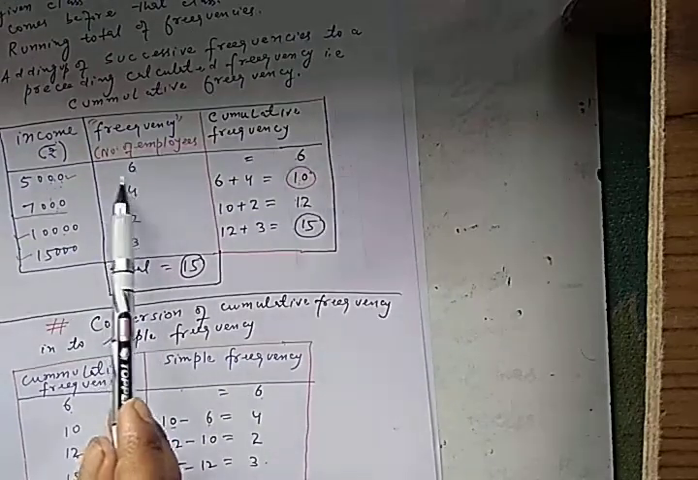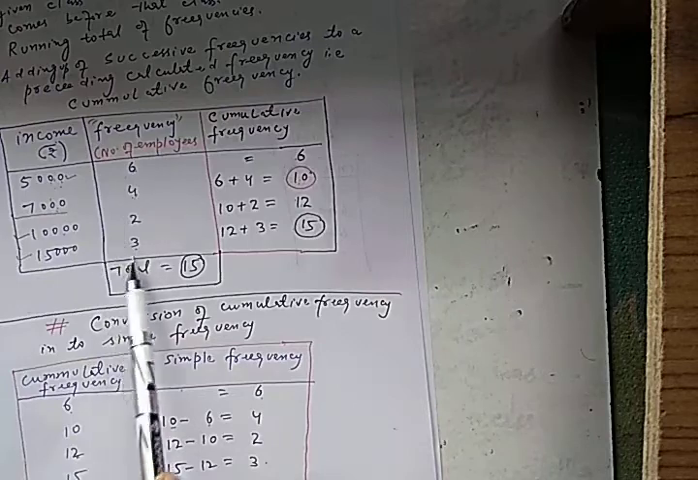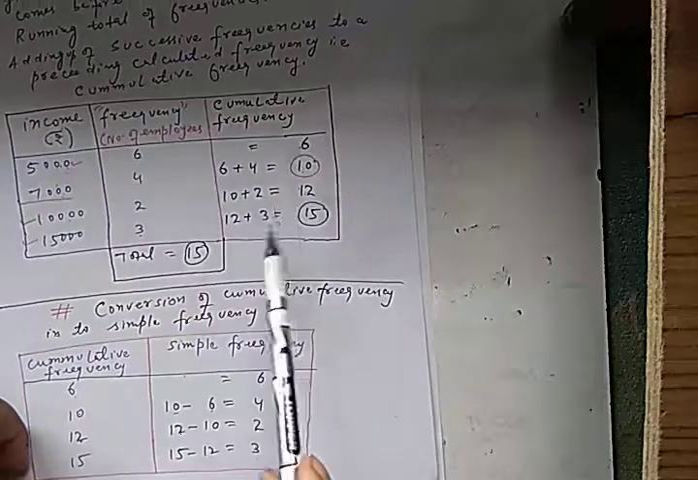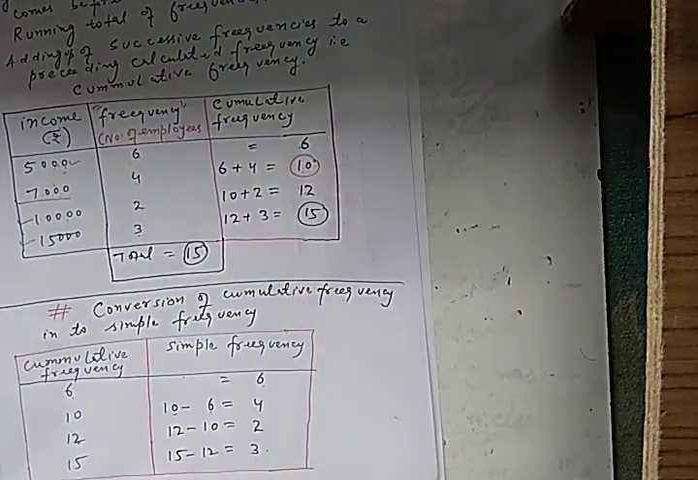If you see our given example, the simple frequency was 6, 4, 2 and 3, and the simple frequency again is here 6, 4, 2 and 3, which we have converted from this cumulative frequency.